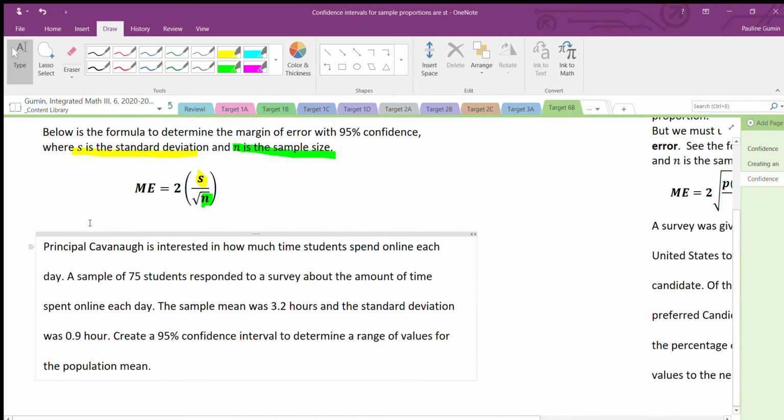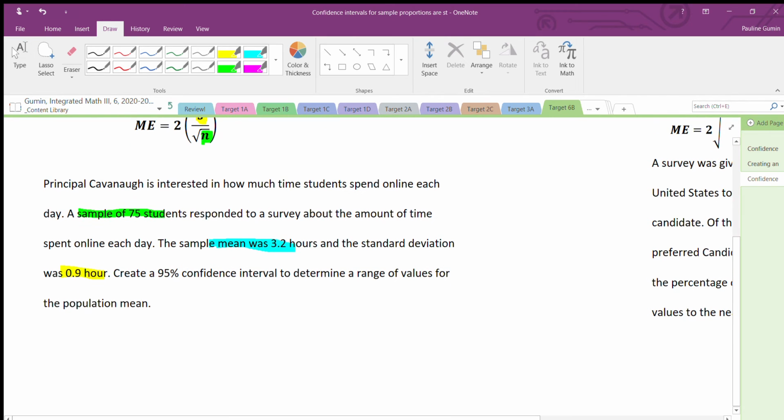First, let's highlight what we have. Our standard deviation was given to us as 0.9 of an hour. The sample mean was found to be 3.2 hours. We'll use that later. And then the sample that we have is 75 students. Let's do the sample mean in blue. I didn't mean to select mean. Okay, back to this video.